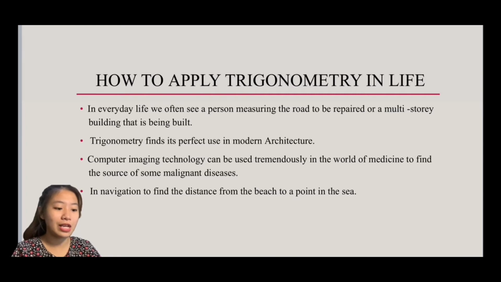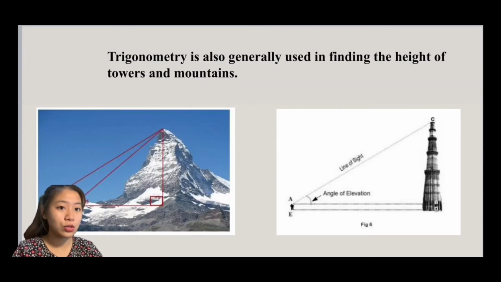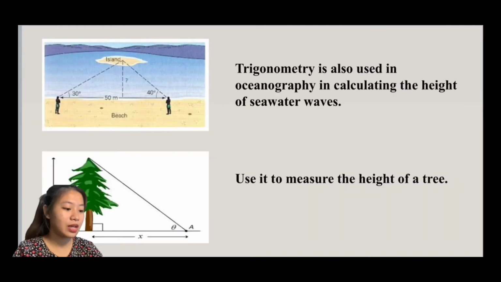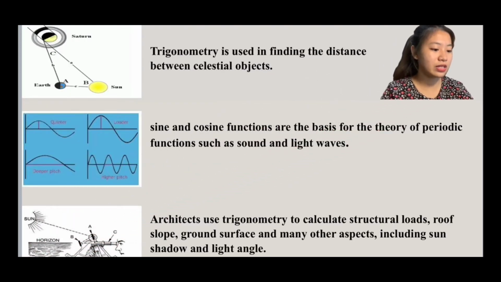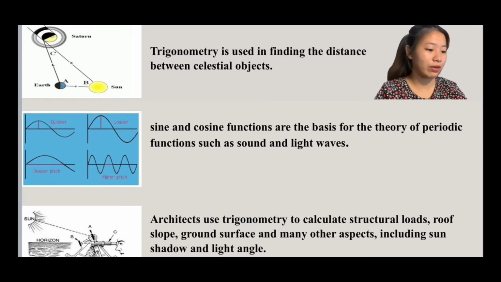For example, in navigation, to find the distance from the beach to a point in the sea. Trigonometry is also generally used in finding the height of towers and mountains. Trigonometry is also used in oceanography in calculating the height of seawater waves. Use it to measure the height of a tree. Trigonometry is used in finding the distance between celestial objects. Sine and cosine functions are the basis for the theory of periodic functions such as sound and light waves.